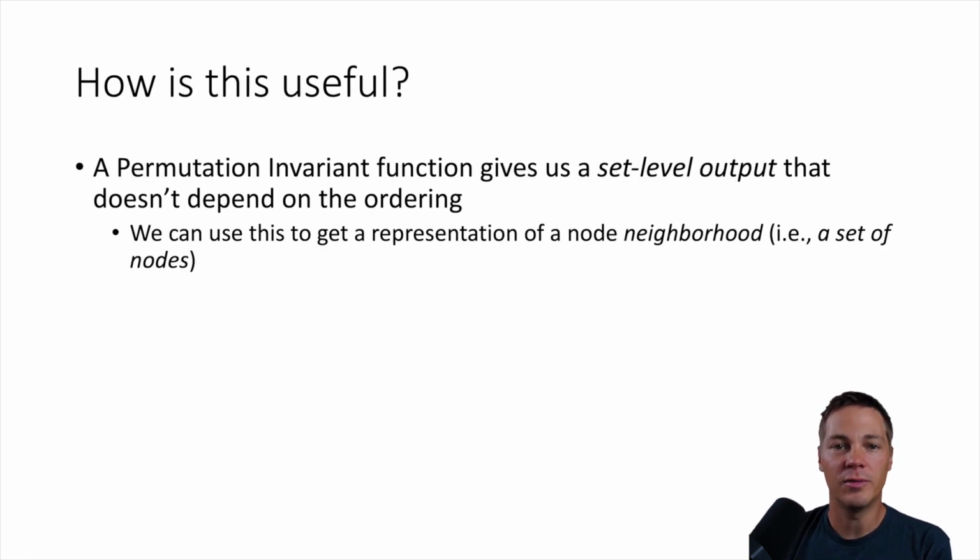Okay, so why is this useful? We've defined what permutation invariance is. We've given an example, in this case aggregation. We defined equivariance and how we could do that by sort of applying the same function to everything individually. So the way this is useful is that a permutation invariant function essentially maps a set to a single output that doesn't depend on the ordering, and we can use this to get a representation of an entire node neighborhood, because a node neighborhood is essentially a set of nodes. So by using a permutation invariant function, we can find a representation for an entire node neighborhood.